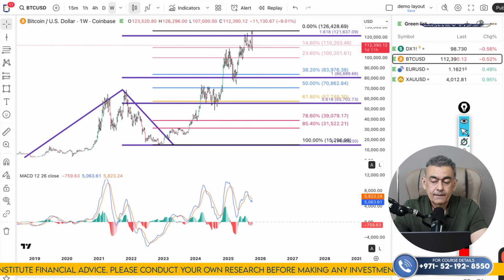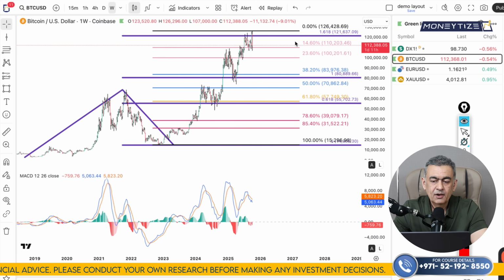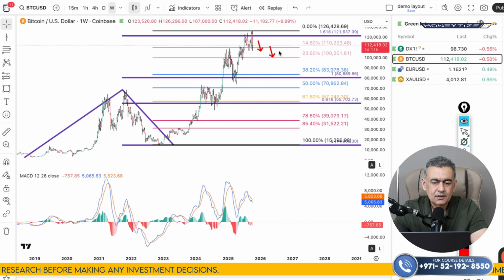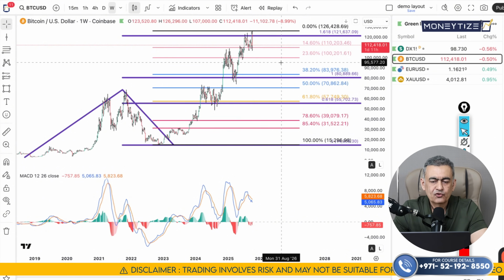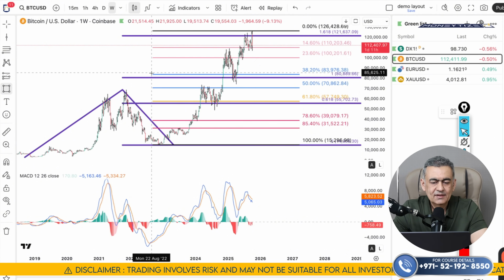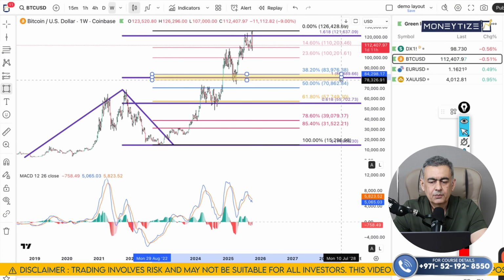In case we see a close below 110, then it will quickly move to 100, and once we see a break below 100, then the next level to look for is 83,976. 83,976 is fib retracement 38.2, and it is also a magnet support zone. So this is the strong support area.